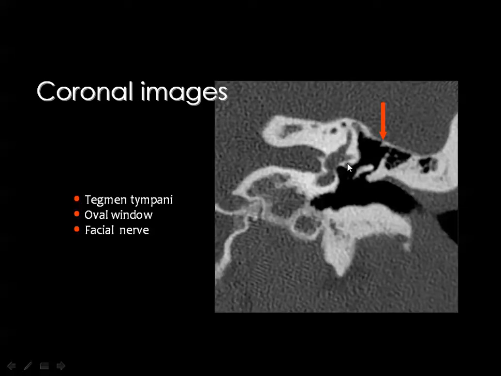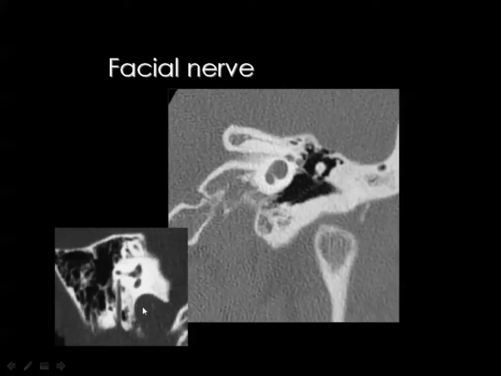If you look carefully here, you can see this is the facial nerve crossing below the lateral semicircular canal to enter the facial recess, and then to go outside the skull through the stylomastoid foramen. This is the facial nerve canal, and this is the oval window. Then, if you look here, this is the vertical part of the facial nerve, after crossing into the facial recess, it exits the skull between the styloid and the mastoid through the stylomastoid foramen.